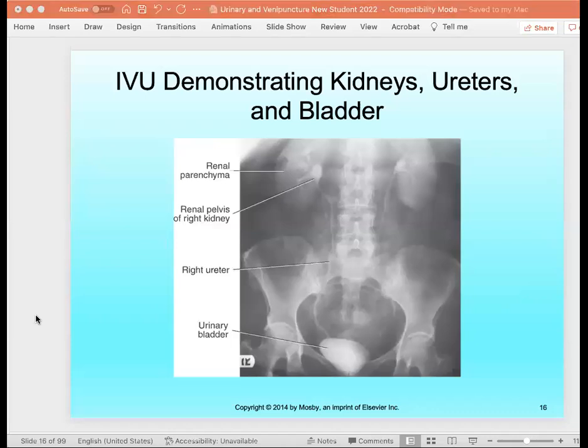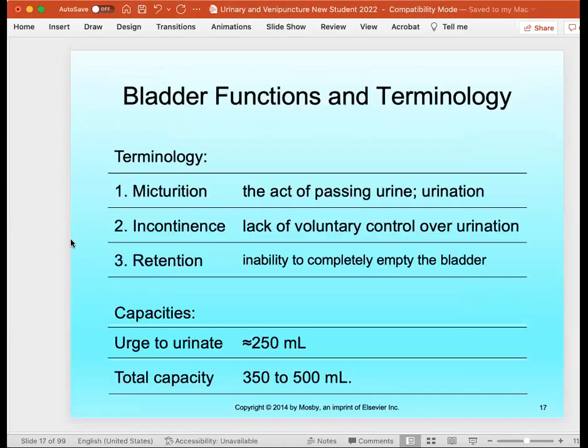Here we have an image of an IVU, intravenous urogram, demonstrating kidneys, ureters, and bladder down here. Notice we are clipping the top of the kidneys, so we're centered a little too low. We want to include the top of the kidneys as well. Bladder functions and terminology, definitely review these.